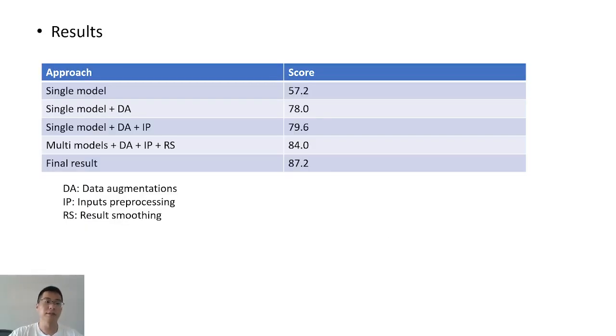Here are the results we got from this computation. If we use only a single model without outlier exposure, the score is only 57.2. And we could increase the score by data augmentation or input preprocessing and result smoothing. They both improve the score. And we could see using outlier exposure with data augmentation helps a lot to improve the accuracy of anomaly detection.